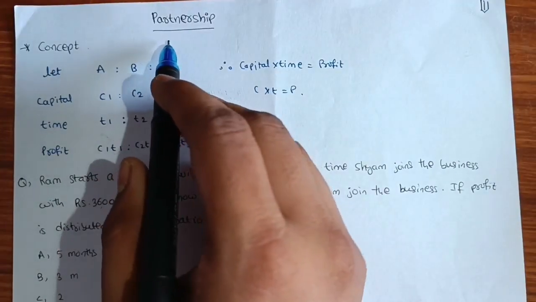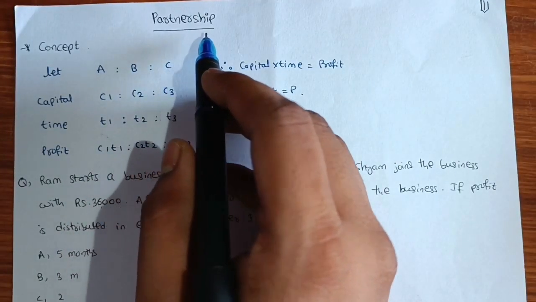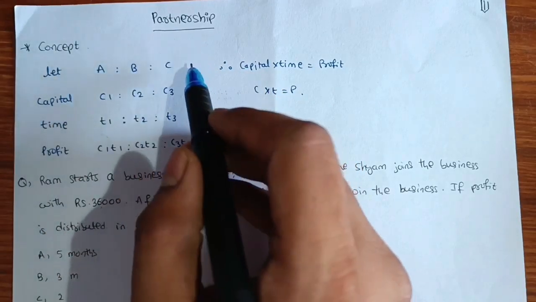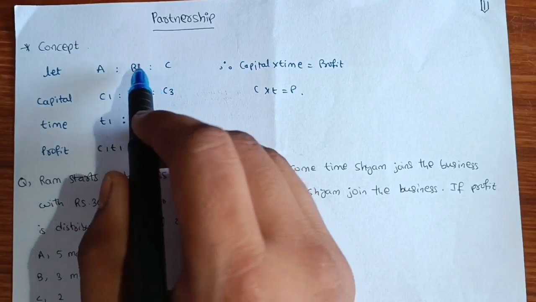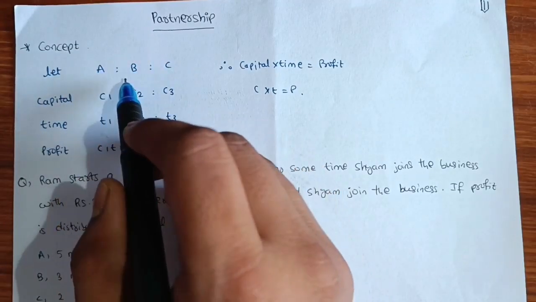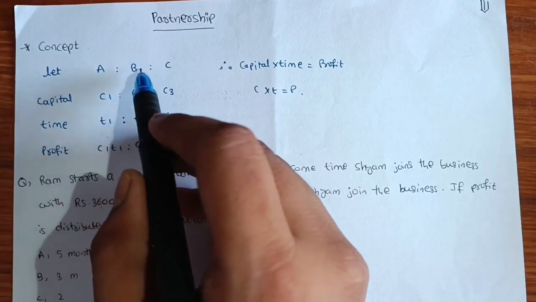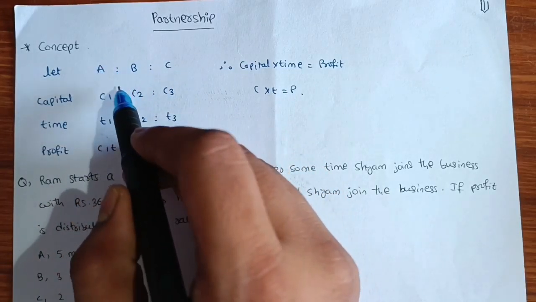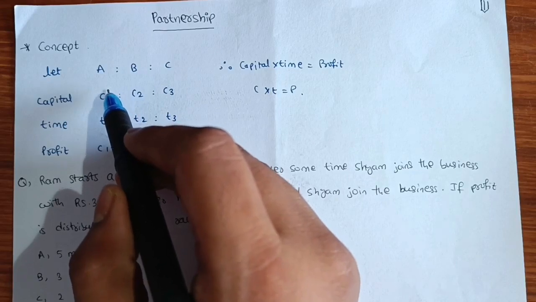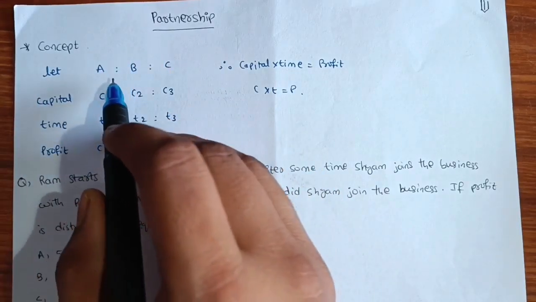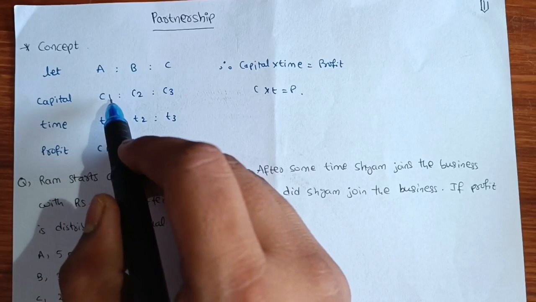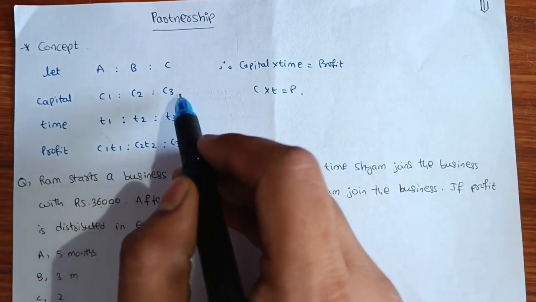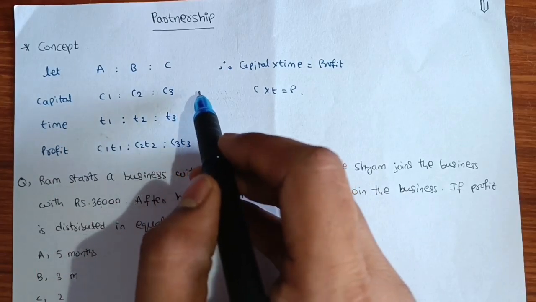In this video, we are going to see the partnership topic in the Aptitude series. At the very first, we have the concept. For the concept, I have taken an example of three persons, let's say person A, person B, and person C. Every person has their own capital for investing. Let person A have capital C1, B have C2, and C have C3. So the capitals are in the ratio C1, C2, C3.